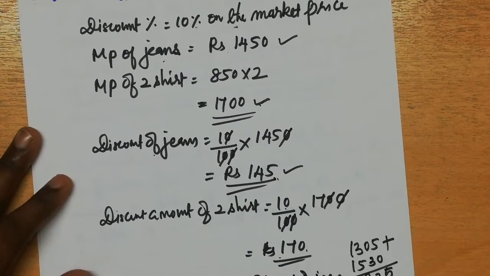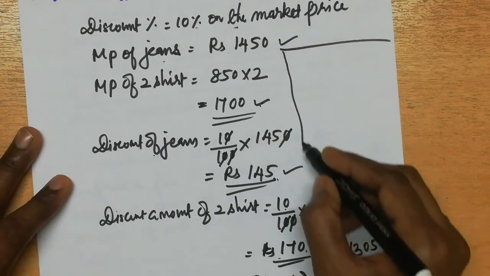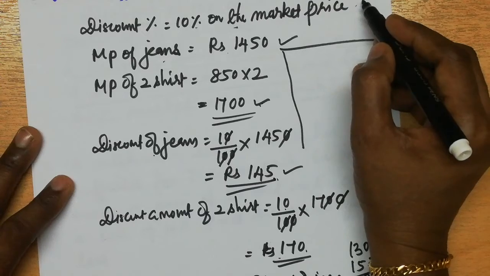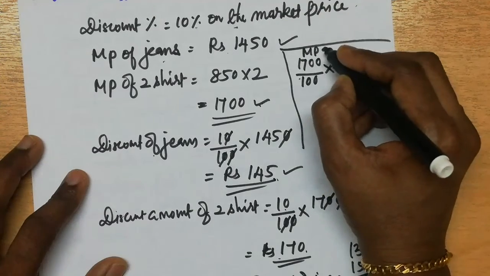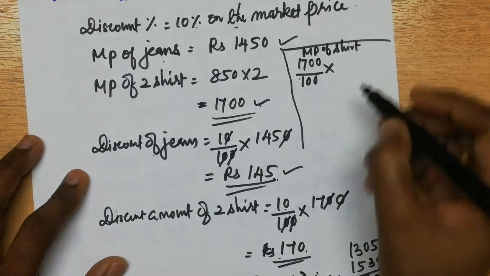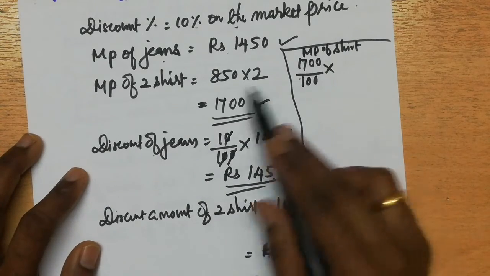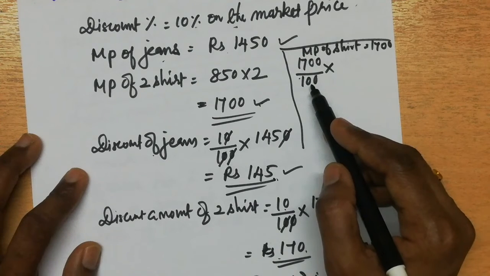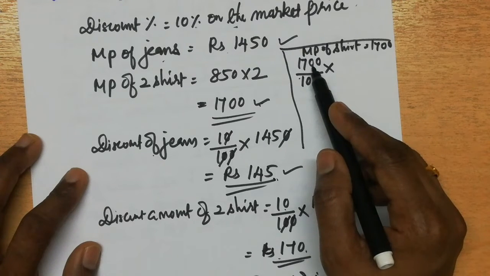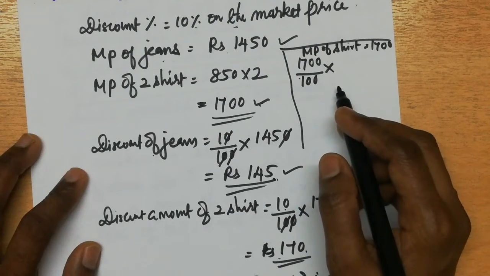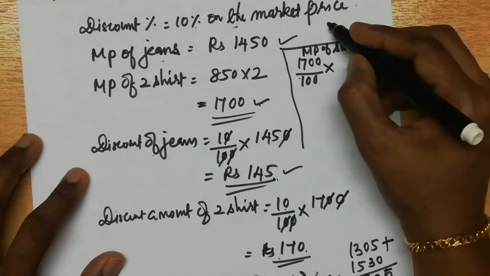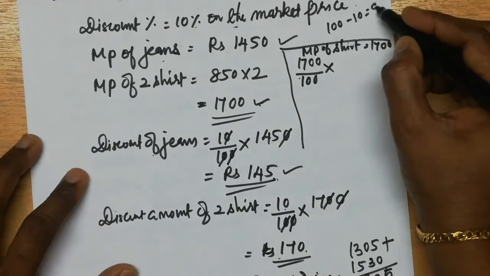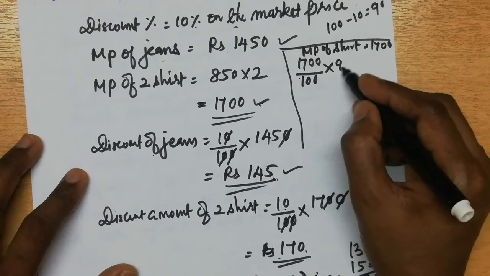Here the marked price should be considered as 100%. You have to take the marked price as 100%. The marked price of the shirt is how much? 1700. That is the 100%. So 100 is 1700 here. Then what do we have to find? Discount. Discount means 100 minus how much percentage is discount? That is 10. So 100 minus 10 is 90. So we will find 90.